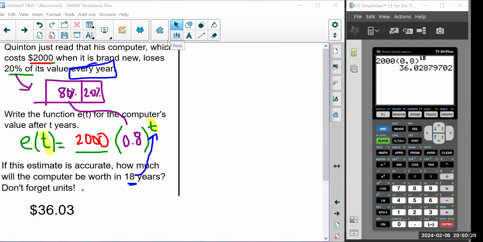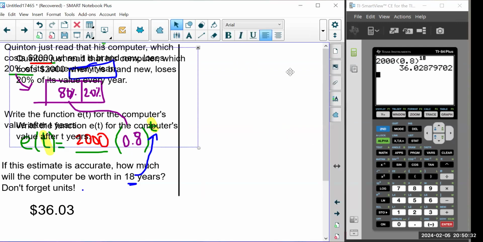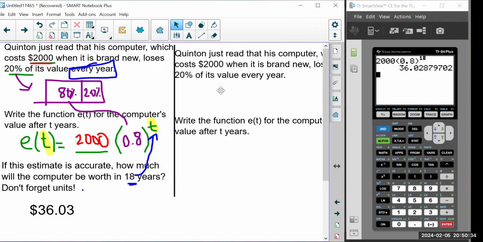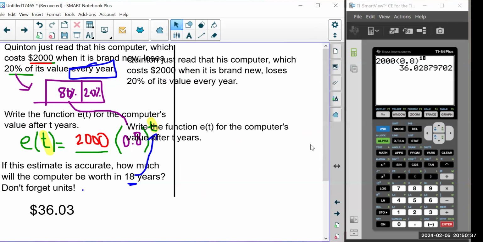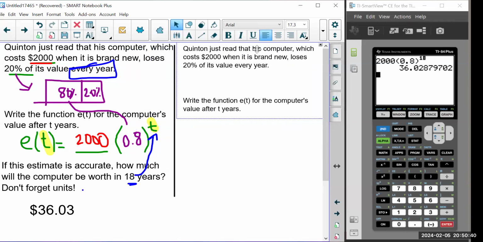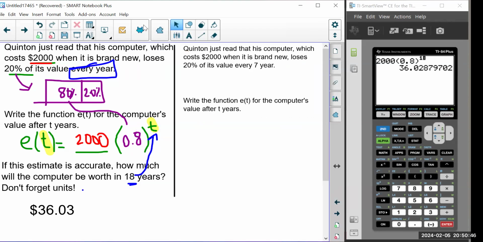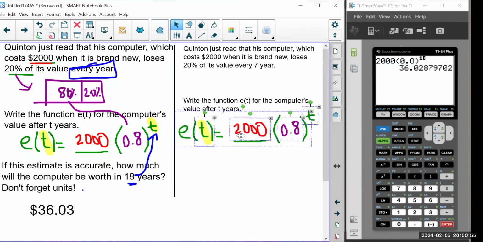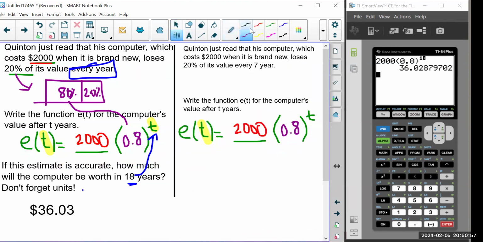Now, if they switch this problem, and instead of saying every year, let's say they make Quentin's computer lose 20% every 7 years, and they want us to find it after T years, the only thing that's going to change is that we take the same answers we just got for this equation, and now it's out of every 7 years, so that's going to be T over 7. When I plug in 18 years, the 18 still goes in for T, but it's going to be the numerator.